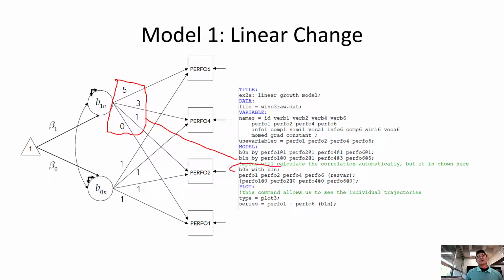There's this other component here. M+ does this automatically. I put it in here just to show this. This is the correlation between the intercept and the slope. This is really important, because this tells us where people start. Is it related to how people change? So if it is related, we can say that if people start higher, they change differently than people who start lower. So we're looking at that correlation between where people start and how much they change.